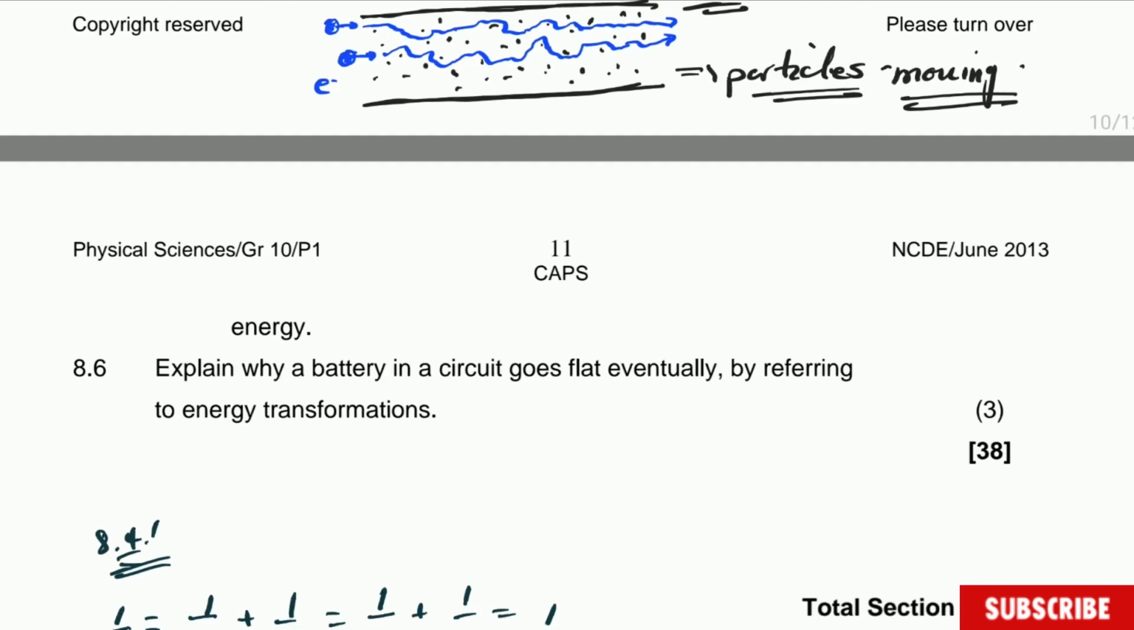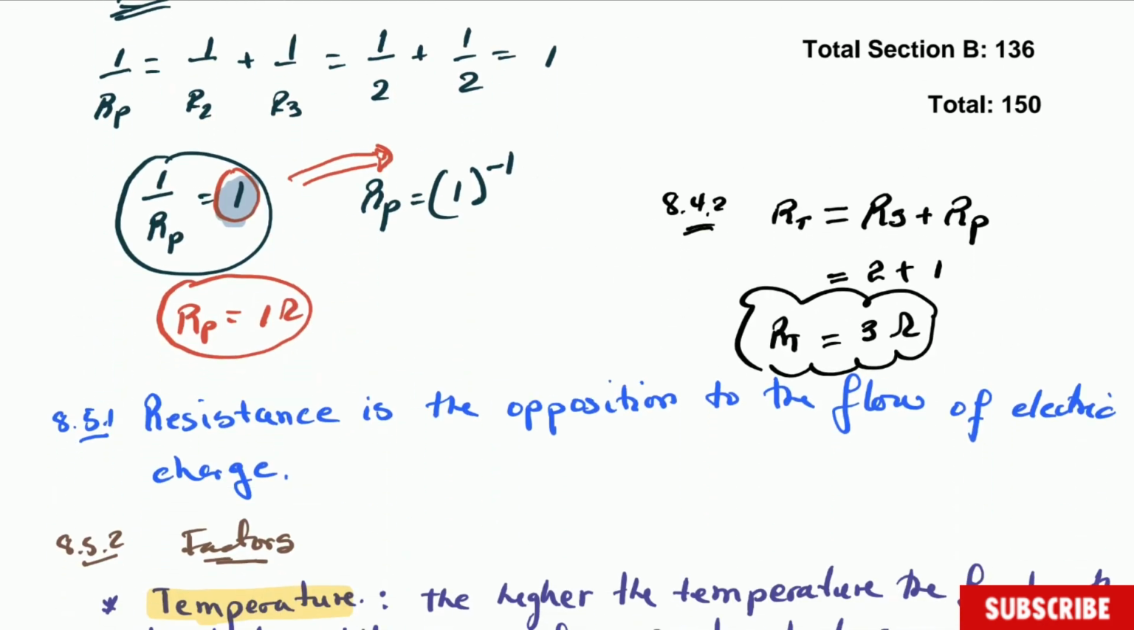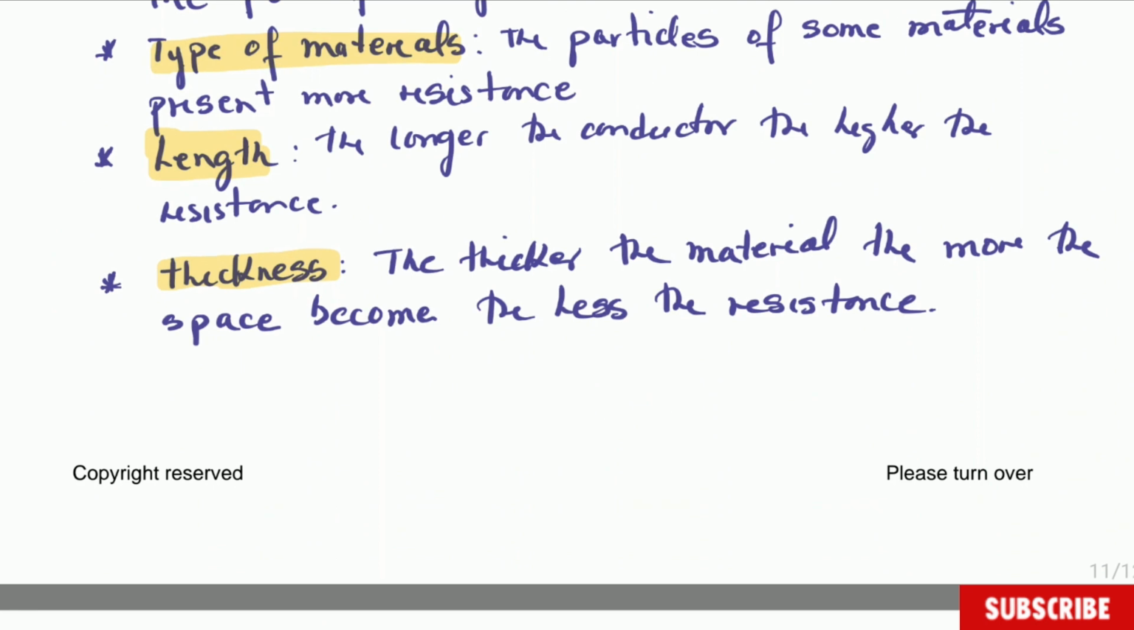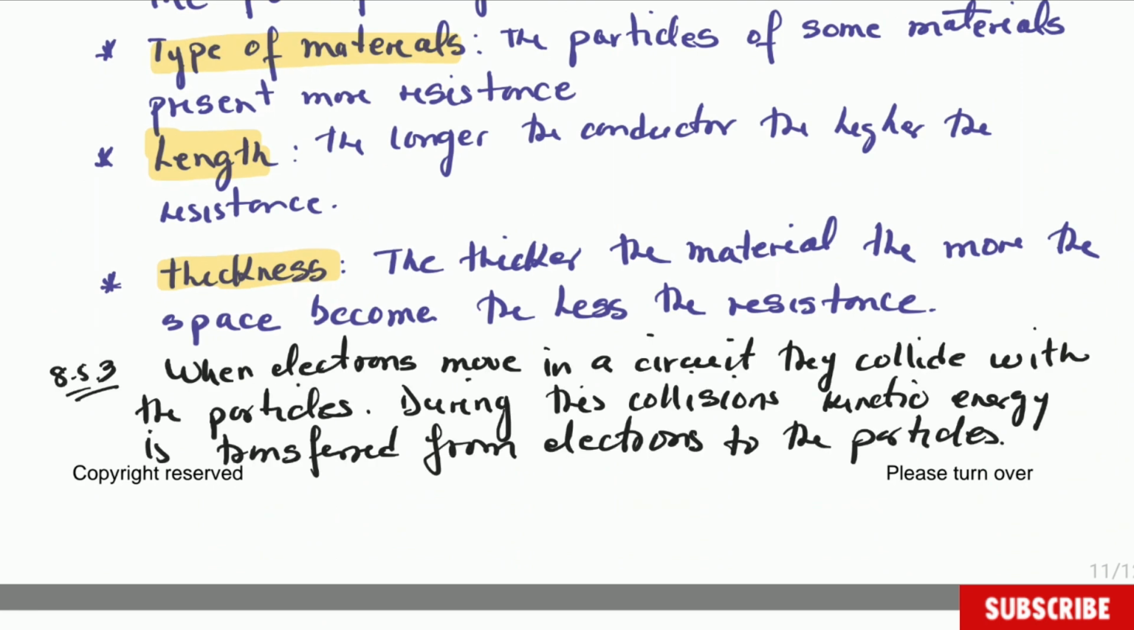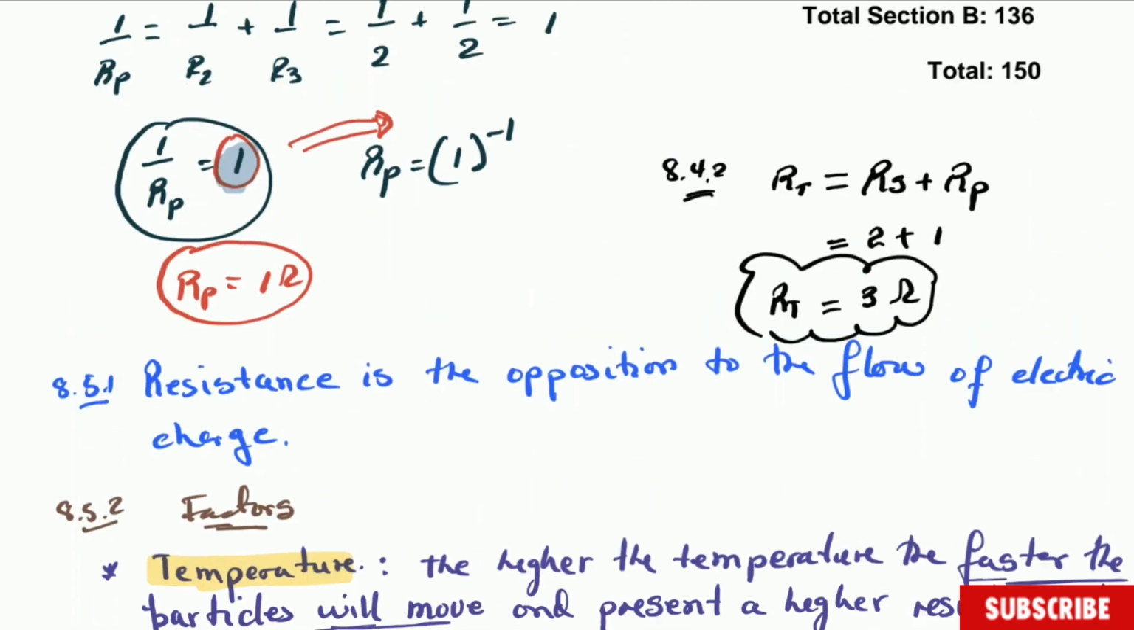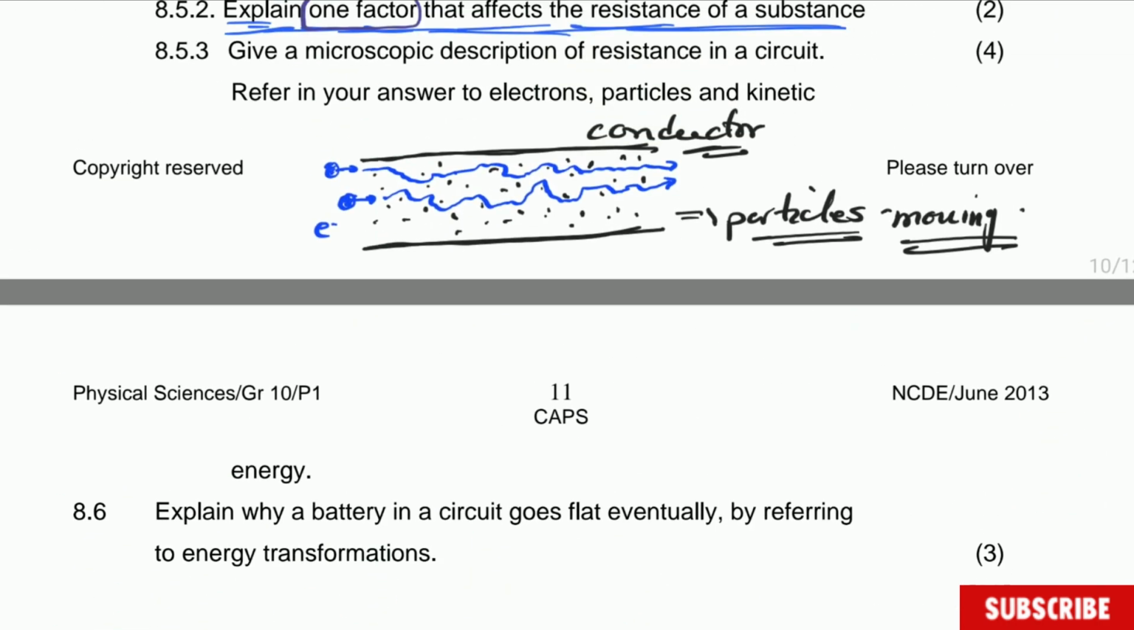So let's perhaps write the answer right here at the bottom. Okay, guys, so this is all we have to say. When electrons move in a circuit, they collide with the particles. During this collision, kinetic energy is transferred from electrons to particles. But this is the microscopic picture of what is actually happening there.